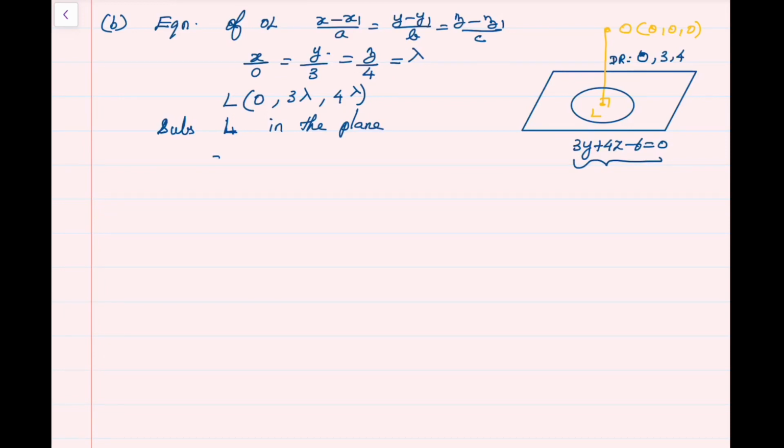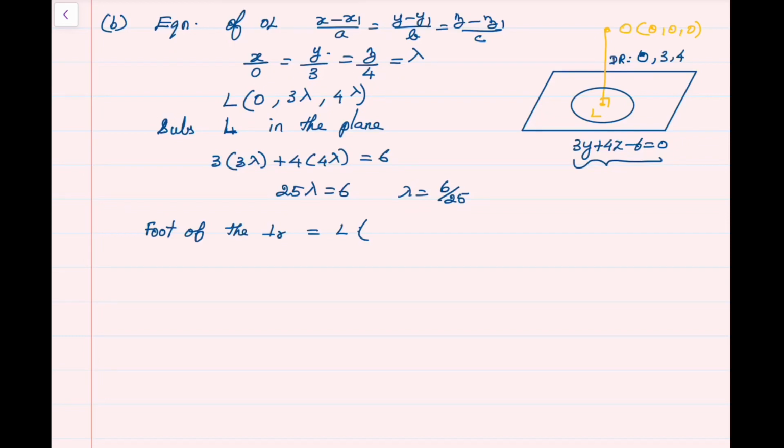We get 3 times 0 plus 3 times 3 lambda plus 4 times 4 lambda minus 6 equal to 0. We will take 6 to the other side. Therefore, 25 lambda is 6. Lambda is 6 divided by 25. Therefore, the foot of the perpendicular L will be 0, 3 lambda is 18 divided by 25 and 4 lambda is 24 divided by 25.